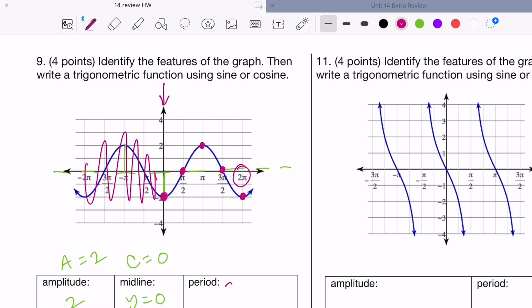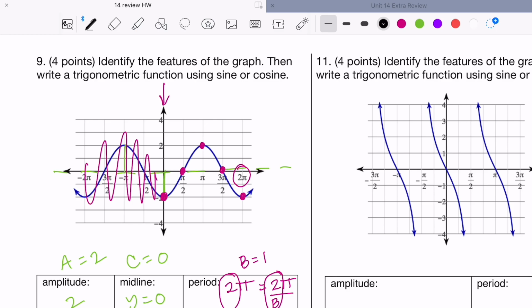So I know the period is 2 pi, but I'm trying to get b so I can write my equation, and that formula is 2 pi over b. So these need to be equal. What does b need to be in order for 2 to equal 2? That's just 1, because 2 divided by 1 is 2. Okay? So now we can write our equation, except we have to do one thing.